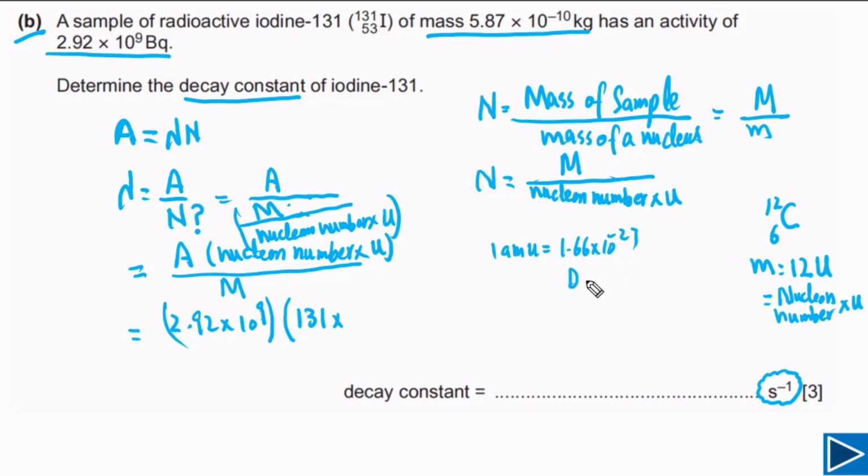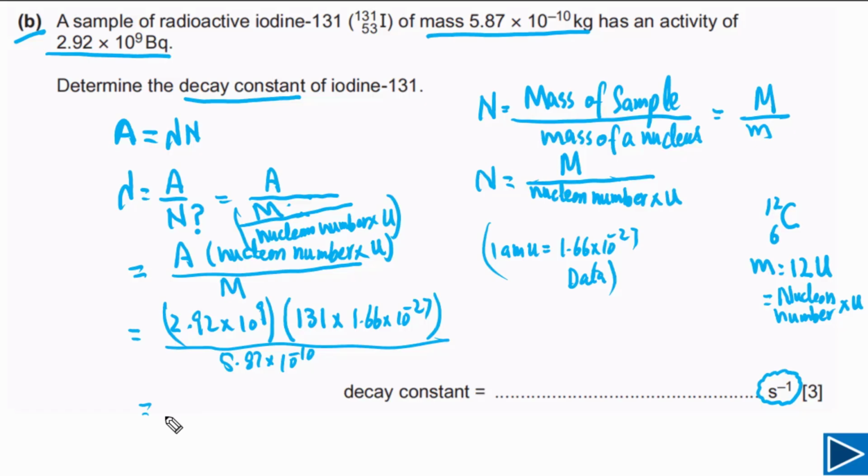You can also find this one in the data. This is given in your paper. So simply we can write down 1 u is equal to 1.66 times 10 to the negative 27 kg, divided by the mass of the sample. The mass of the sample is 5.87 times 10 to the negative 10. And if we solve this one, the value of lambda will be 1.08 times 10 to the negative 6 per second. So this is our final answer, 1.08 times 10 to the negative 6 per second.